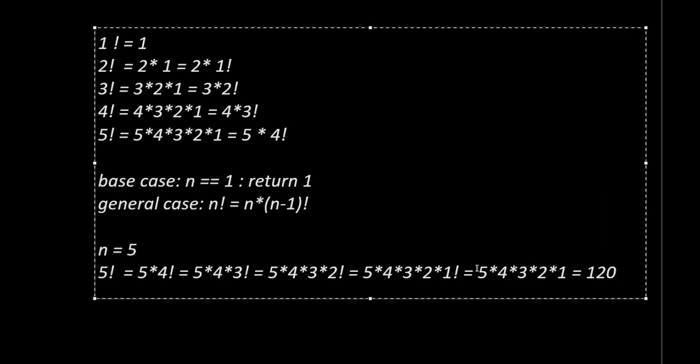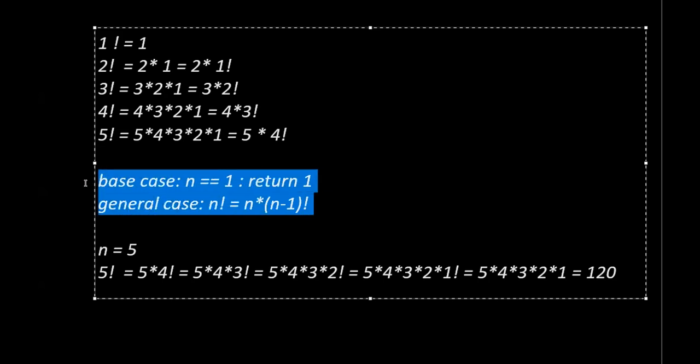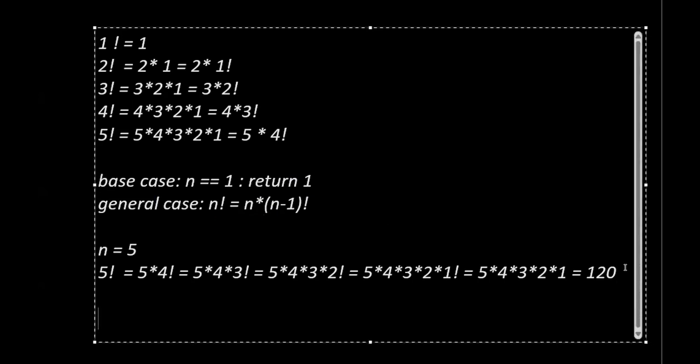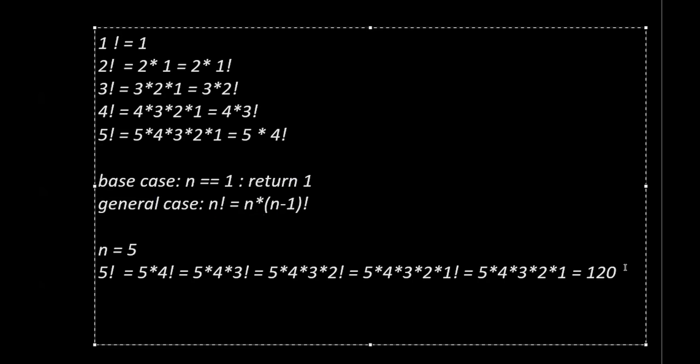This is how we calculate the factorial of a number. Since we are using a base case and a general case, this type of scenario is nothing but recursion. We call this recursion. What is recursion, sir? Recursion is nothing but a function calling itself.